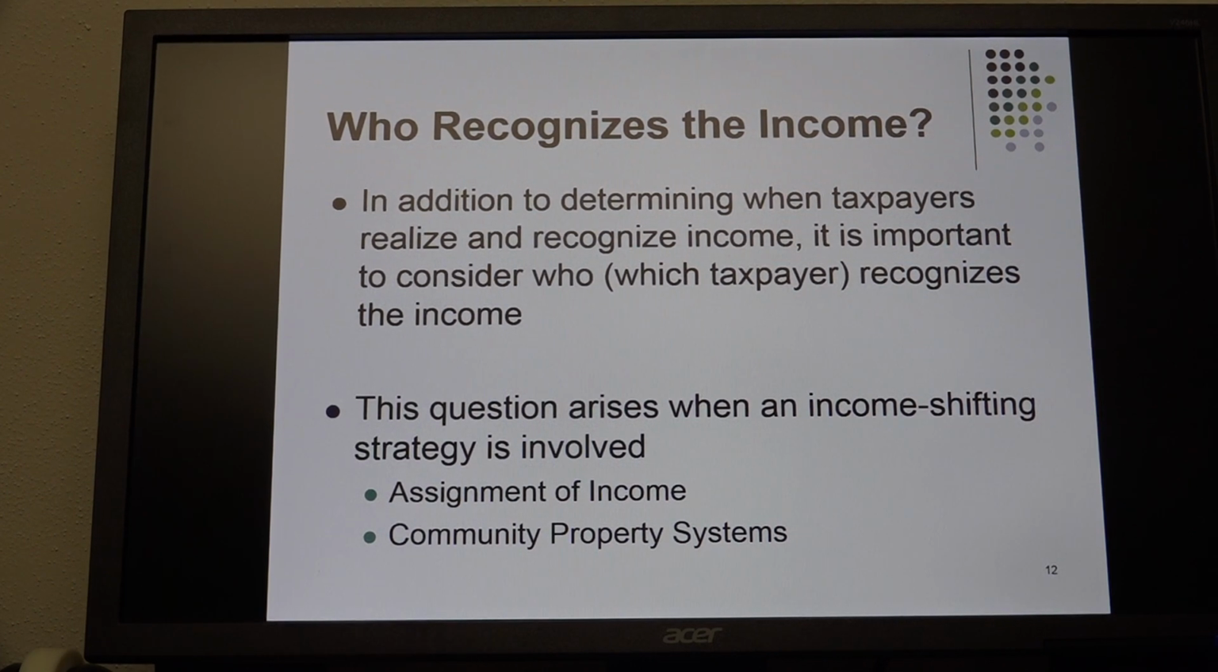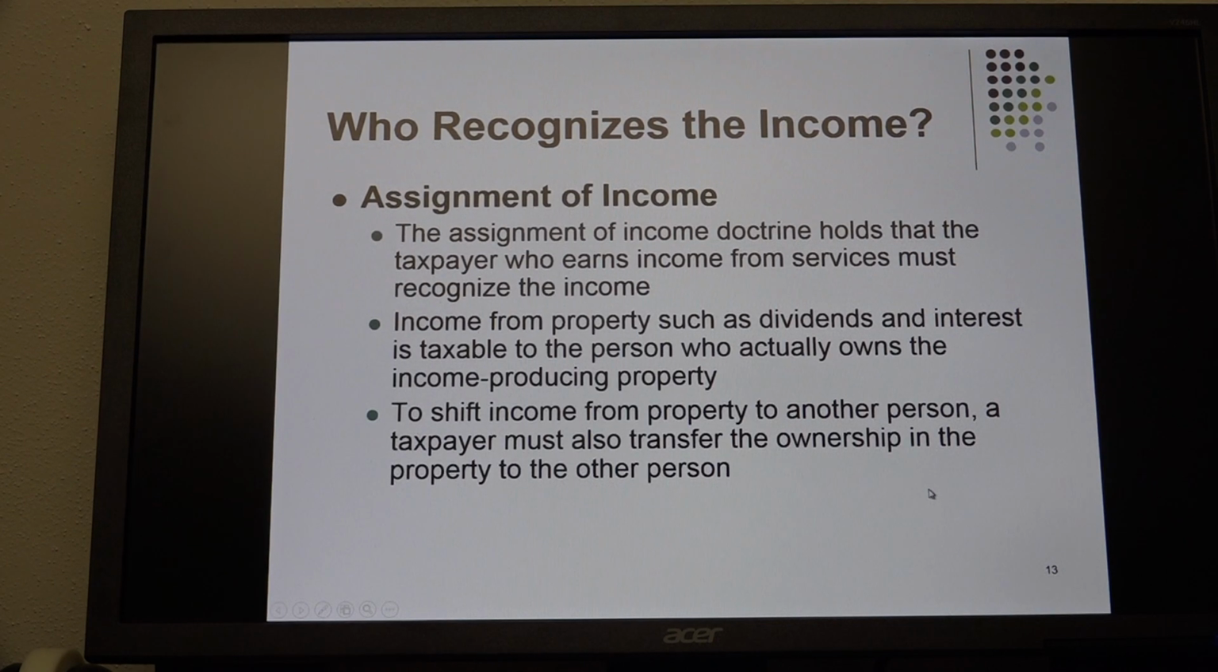Don't worry about community property systems, not that important. So, again, a taxpayer who earns income from services must recognize the income. Income from property such as dividends and interest is taxable to the person who actually owns the income producing property. To shift income from property to another person, a taxpayer must also transfer the ownership in the property to the other person.